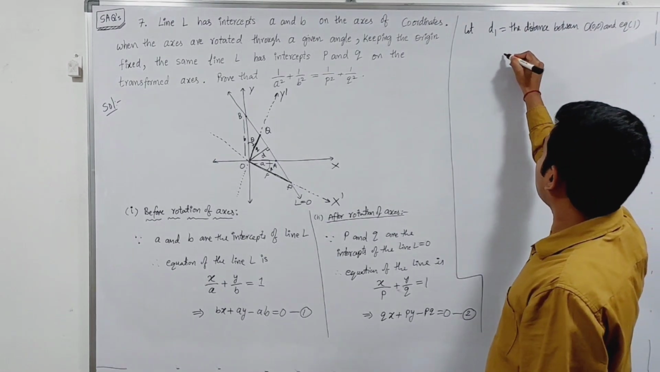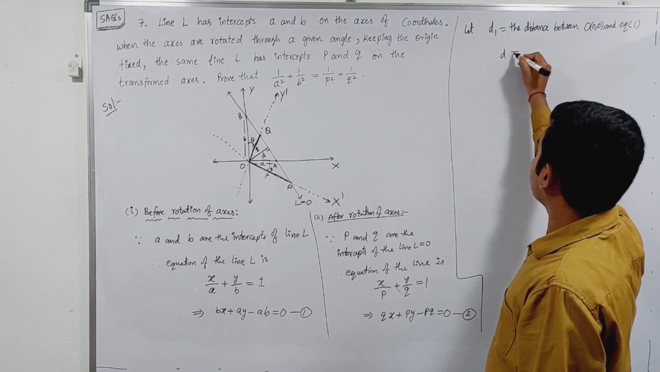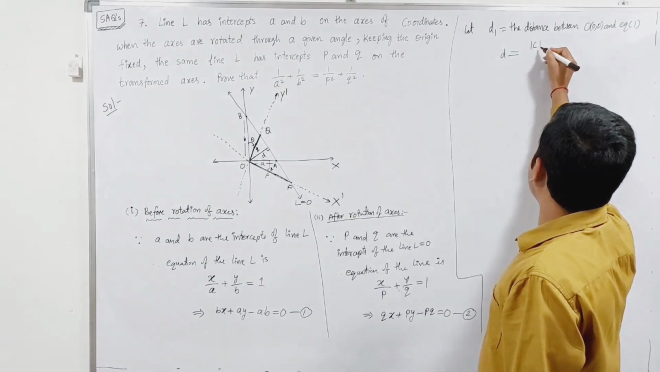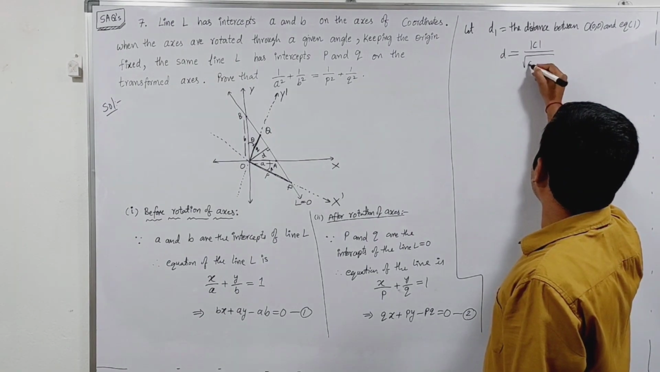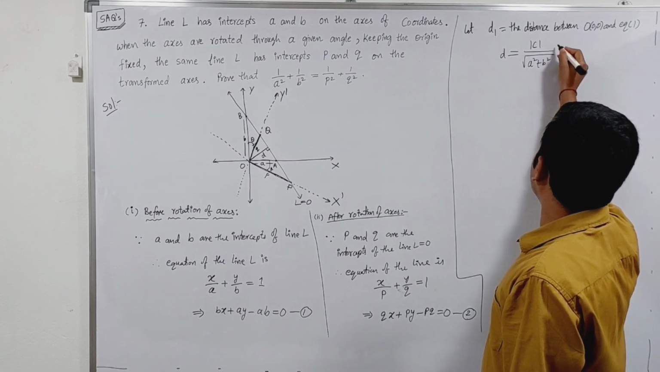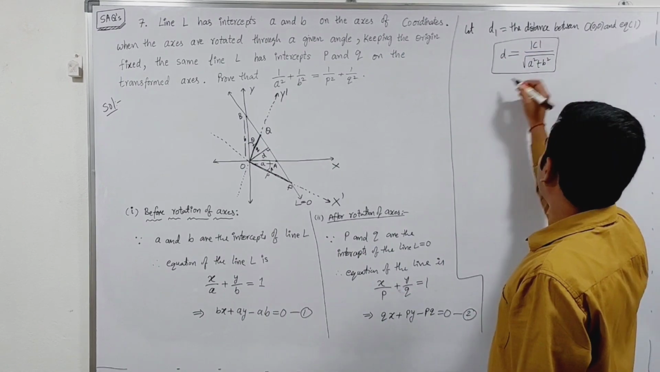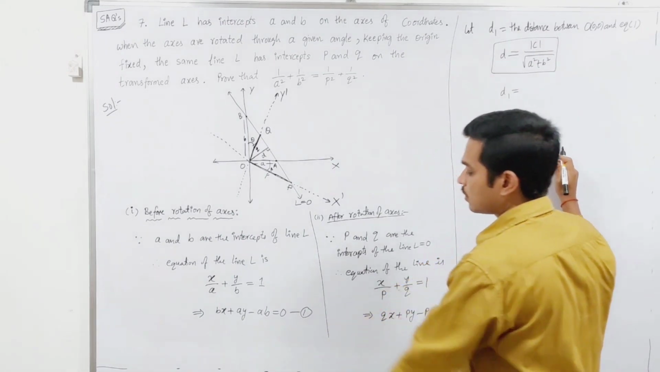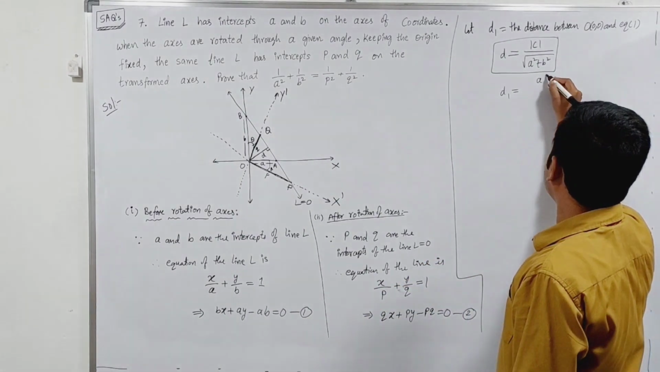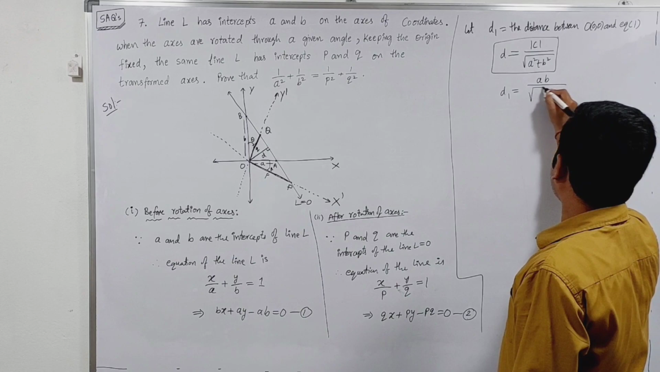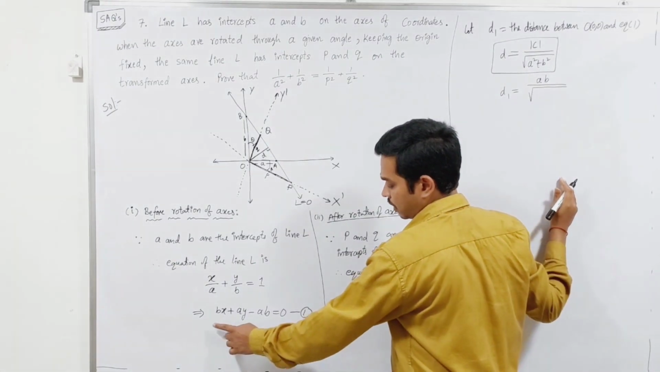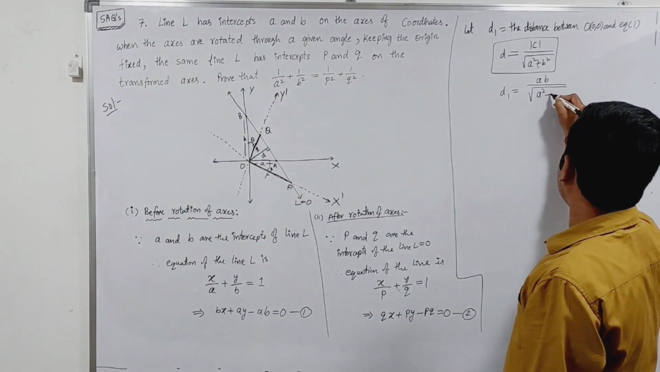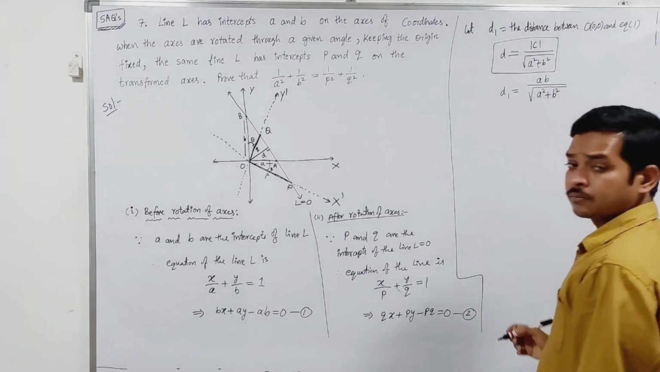What is the distance formula? The distance from the origin to a straight line is mod c by under root of a square plus b square. By using this formula, we will get the d1 value. d1 is equal to mod c. What is the constant? Mod of minus ab, nothing but plus ab, by under root of b square plus a square, which is a square plus b square.